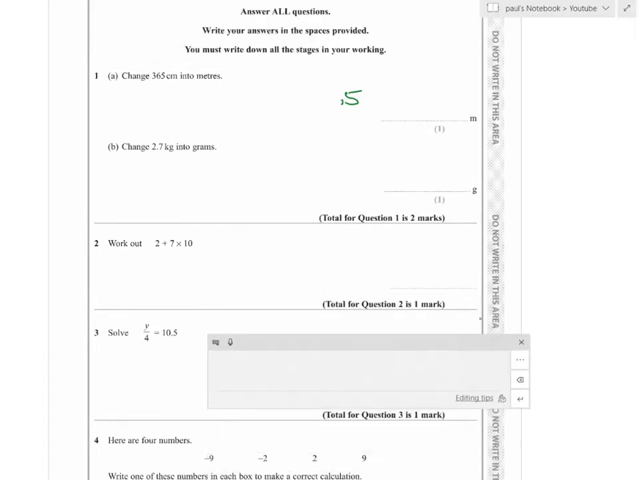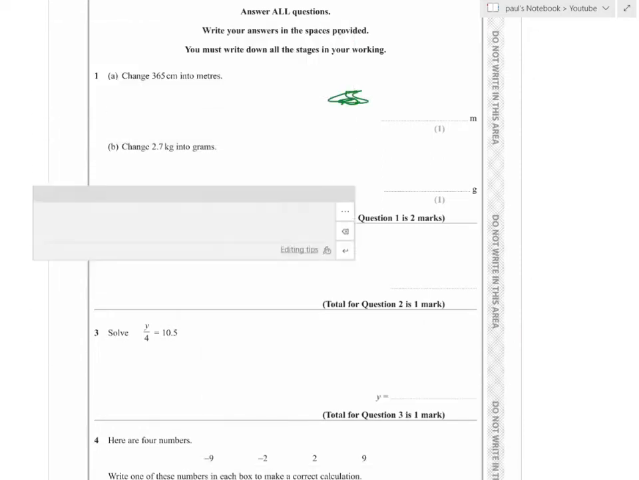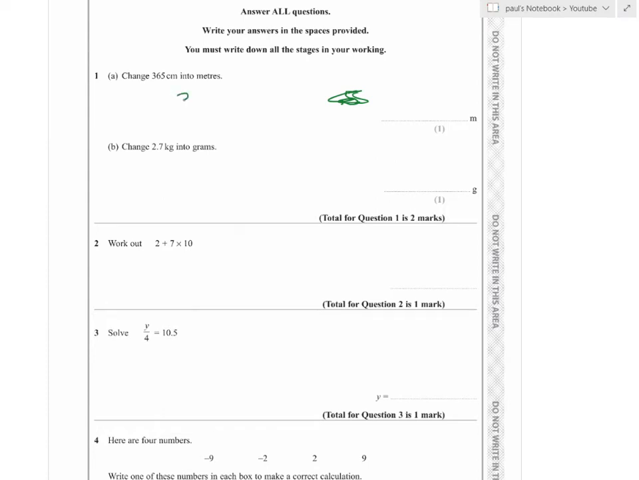Right, let's see, change 365 centimeters into meters. 3.65 meters. 2,700 grams. 10 plus 7, 70, 72. Yeah, 7 times 10 is 70 plus 2. Y equals 4. Y over 4 equals 10 plus 5, so y equals 10.5 times 4, which is 40, 4 5s, that's 42.